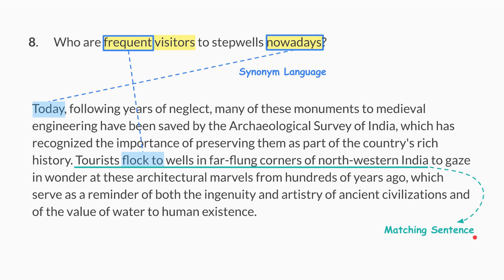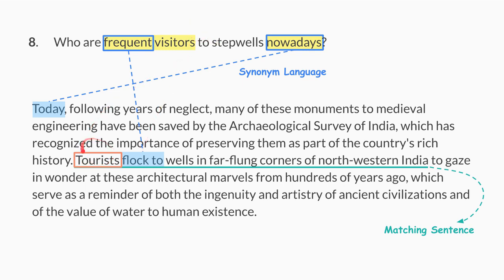So let's go ahead and read this sentence now. Tourists flock to wells in far-flung corners of northwestern India to gaze in wonder at these architectural marvels from hundreds of years ago, which serve as a reminder of both the ingenuity, and so on. I'm not going to finish reading this. I've already found my answer. So who are the frequent visitors? Well, it says right here that tourists are the frequent visitors. Tourists are the frequent visitors. So that's going to be our answer for this question.